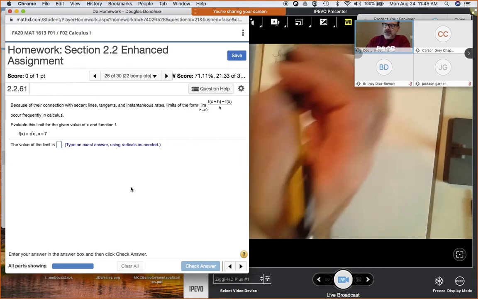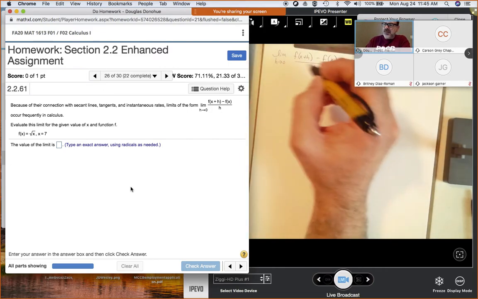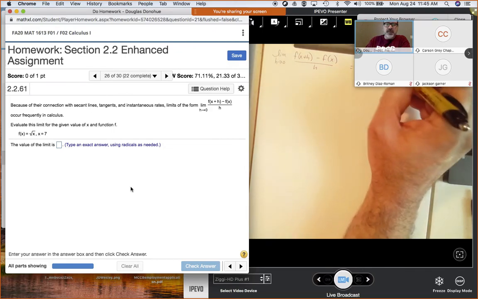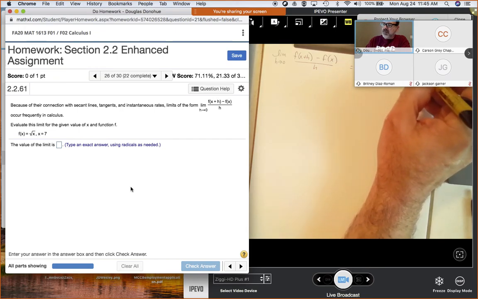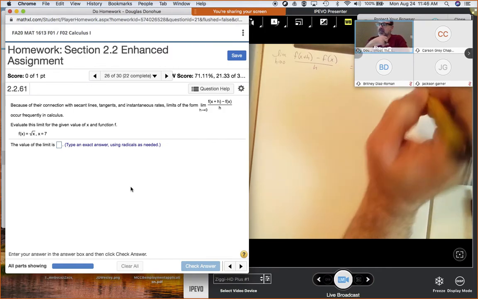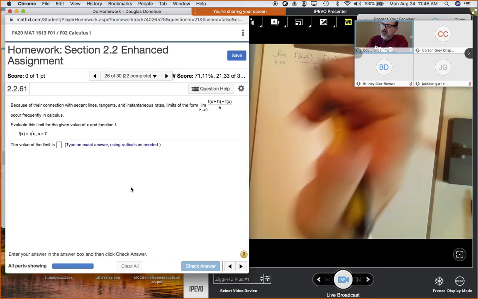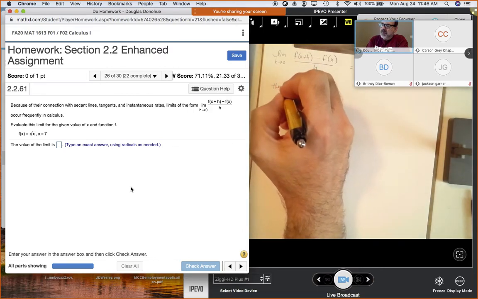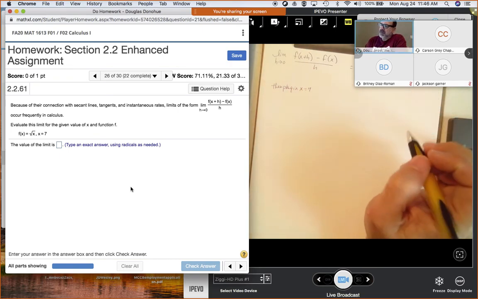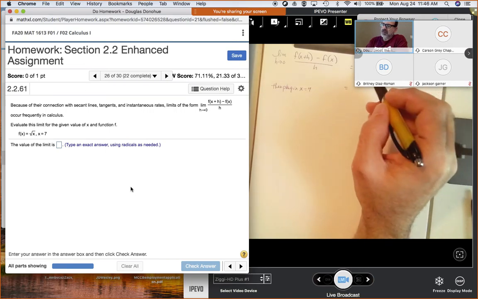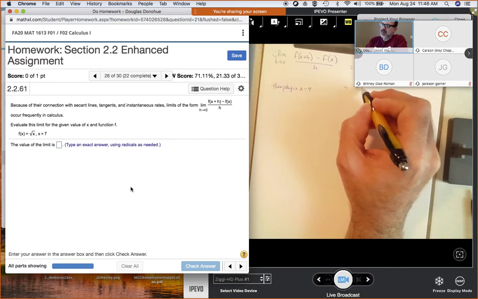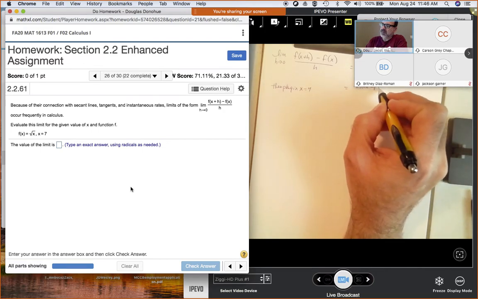Okay, so now they are telling me that f of x is the square root of x. So f of x plus h would be the square root of x plus h, right? And then we plug in x equals 7 when we're done simplifying this. So if I plug in a 0, I get 0 over 0, so that's indeterminate. So I'm going to multiply it by the conjugate of the numerator to get rid of all those square roots.